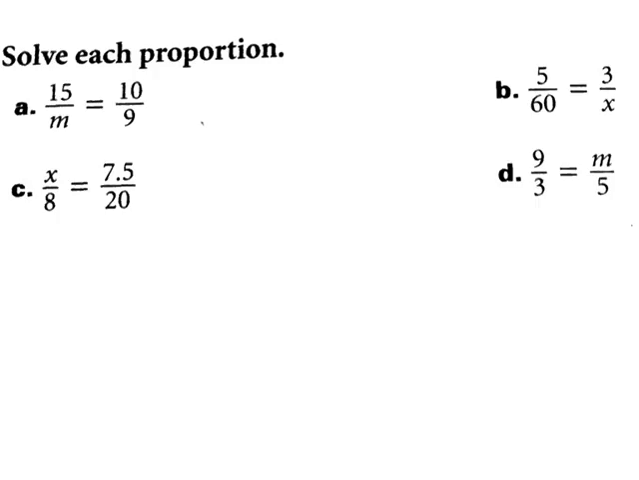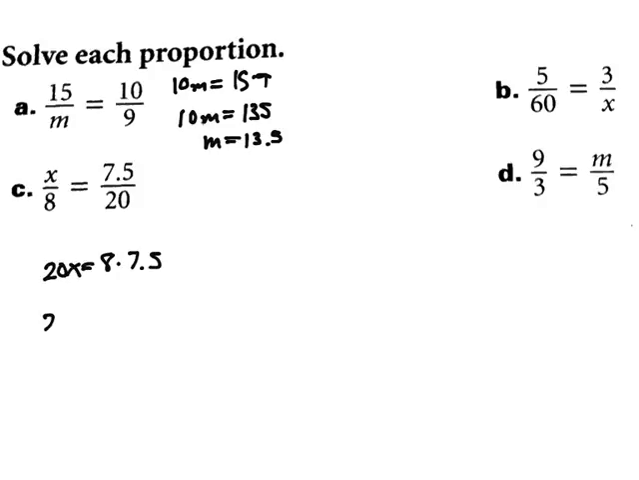So if I had 15 over m equals 10/9, I can cross multiply and end up with 10m equals, sorry, 15 times 9. So 10m equals 135. Divide by 10 on each side, and I get m equals 13.5. Here, I end up with 20x equals 8 times 7.5. 20x equals 60. Divide by 20 on each side, get x equals 3.